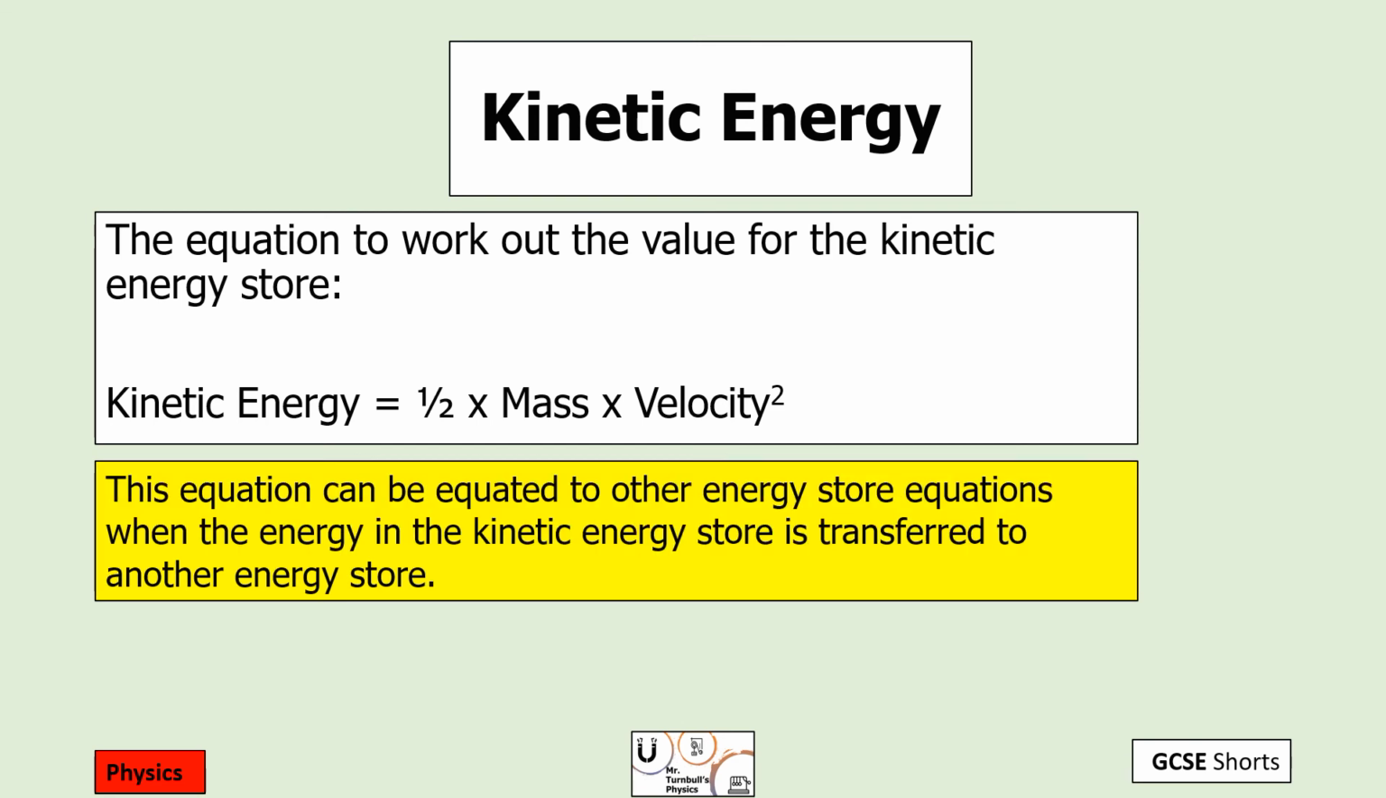Now, it's also important to note that the equation for the kinetic energy store can be equated to other energy store equations such as the gravitational potential energy store and the elastic potential energy store when the energy in the kinetic energy store is transferred to another energy store. So for example, when a moving object slows down because it's been thrown higher up, that's an example when you could equate the kinetic energy store to the gravitational potential energy store.